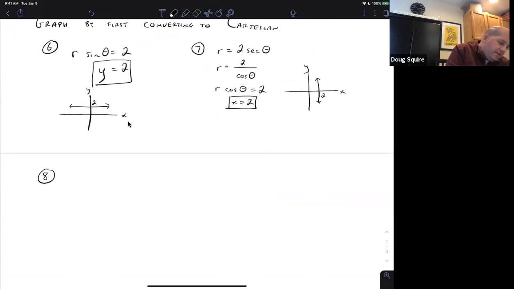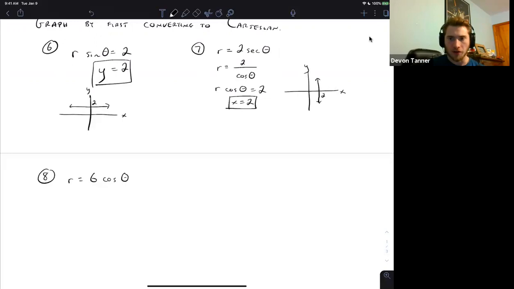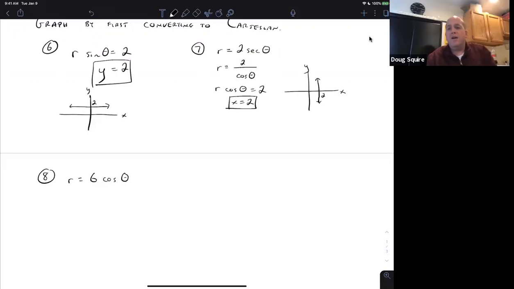If you have this instead, so let's say you have r equals, say, 6 cosine theta. This looks about like the last two as far as how complicated the expressions are. It's not that complicated an expression, but why is this one a lot harder than the last two, at least at first? What makes this one worse? Because r and cosine are not on the same side.